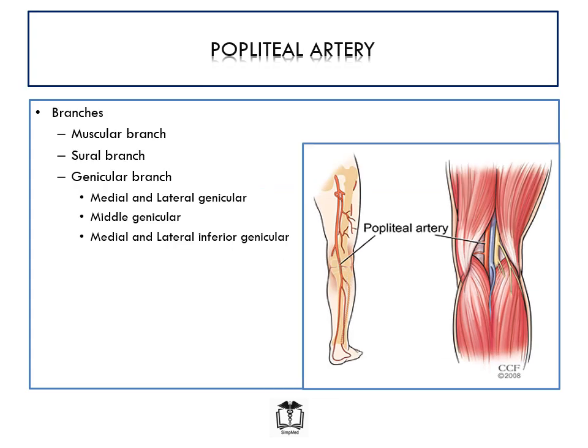So what are the branches of the popliteal artery? This includes the muscular branch, which would be the artery supplying muscles around the back of the knee, the sural branch, and then what we call the genicular branches of the popliteal artery. This includes the medial and lateral genicular arteries, the middle genicular arteries, and the medial and lateral inferior genicular arteries. These are basically arteries that give a rich anastomotic network to the knee joint.